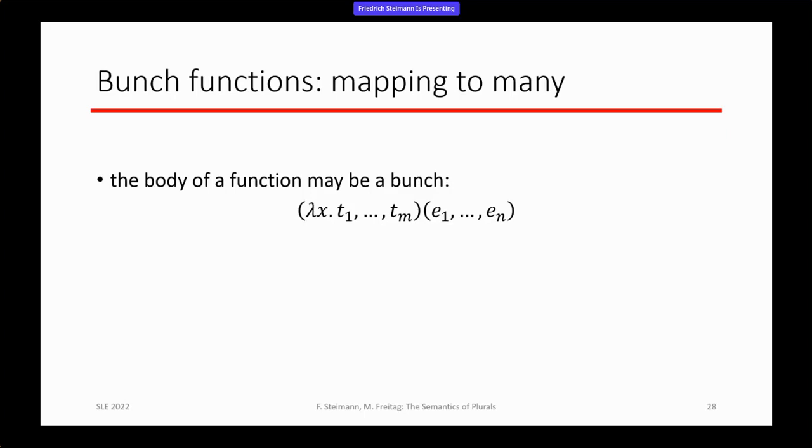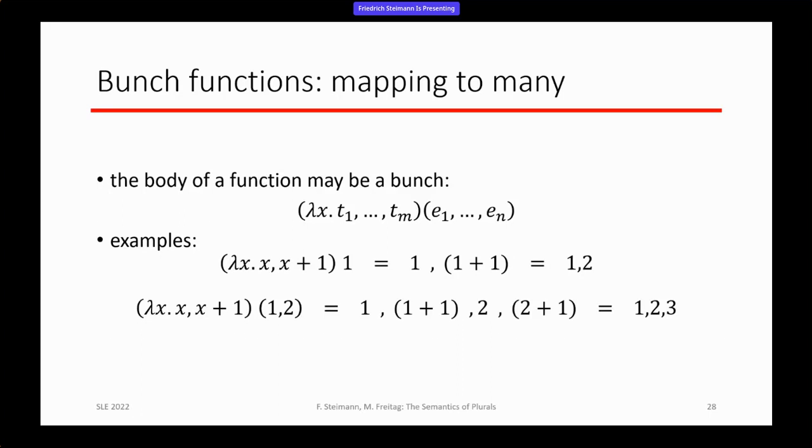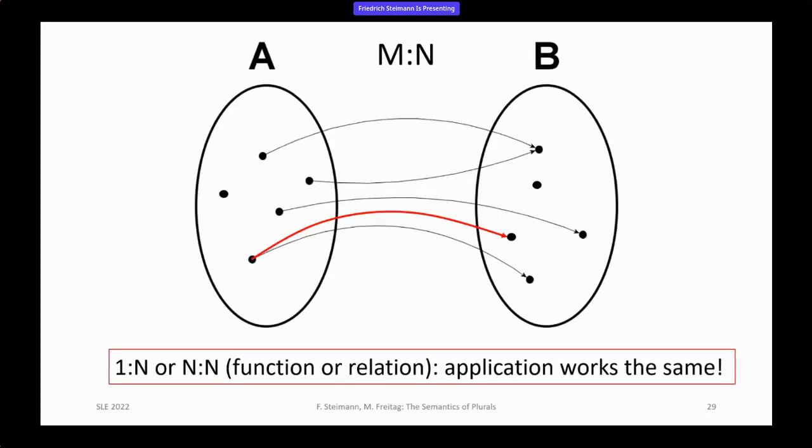Now, if you apply the function and the body is a plural, for instance x and x plus 1 in the body, and you apply this to 1, then you actually get a plural as a result. That is, you map a singular 1 to a plural. And here's another example of that. I'll skip over this. Basically, this is now no longer a function in the mathematical sense, but a relation. But the key message is that application works just the same. So if I apply this relation to a plural, then I get, in this case, also a plural.